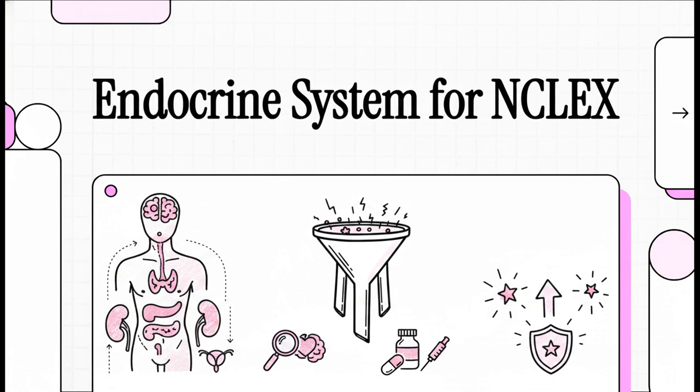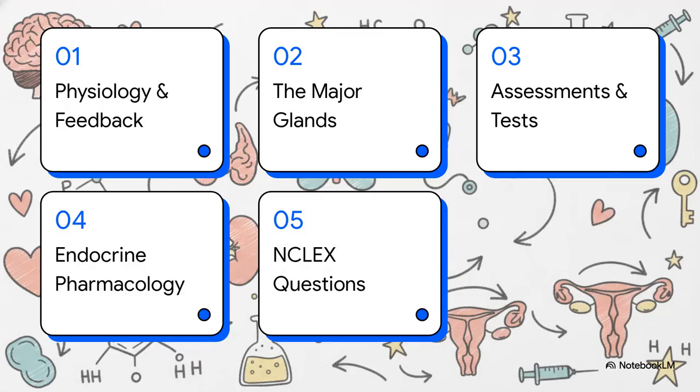We are going to filter out all that extra noise and focus entirely on the must-know physiology, the critical patient assessments, and those life-saving pharmacology points that you will absolutely for sure see on your boards and out on the floor in clinical practice. To make sure we're getting the most out of our time, here is our roadmap. We'll start with endocrine physiology and feedback, then meet the major glands, cover assessments and diagnostic tests, dive into crucial endocrine pharmacology, and finally, we'll wrap up by nailing some real NCLEX-style questions.